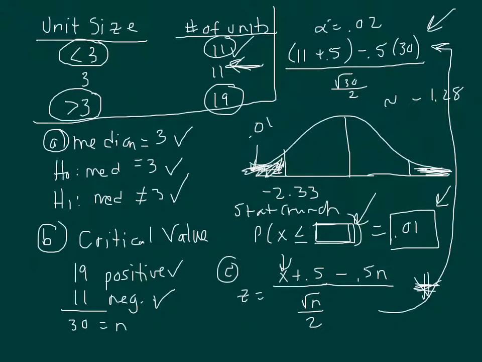And we already know that n is 30. So you plug those numbers in, and you end up with negative 1.28. And that is your test statistic.